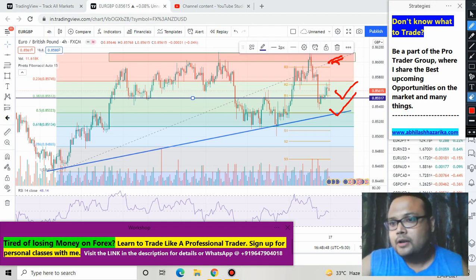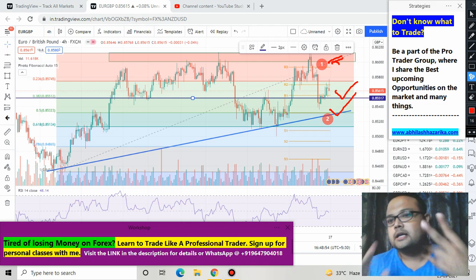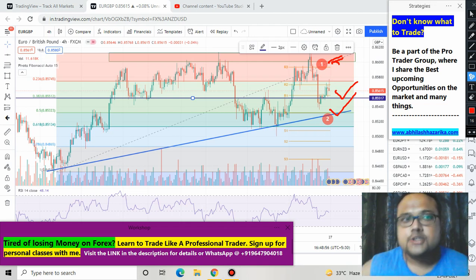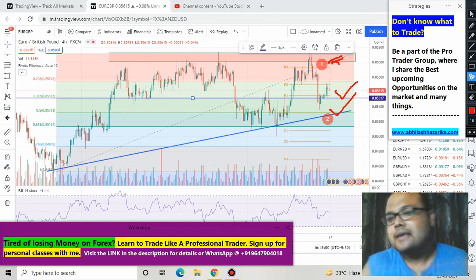So I am only giving two trading opportunities right now, first and second. These two are the safest trading opportunities in the chart of Euro GBP for Monday, at least according to my analysis.